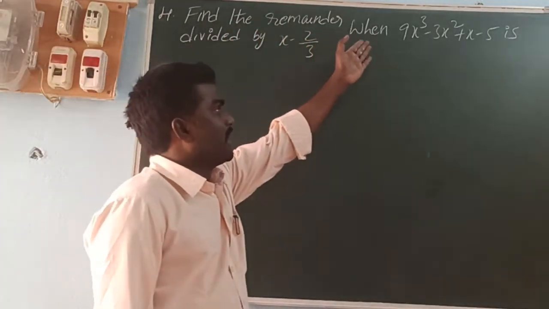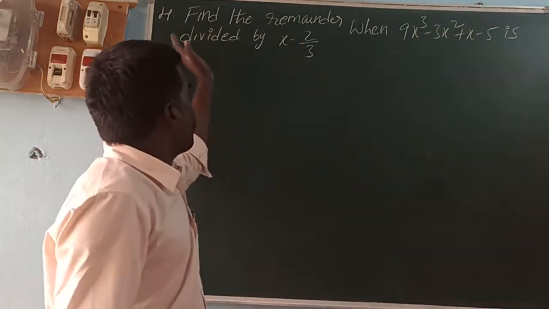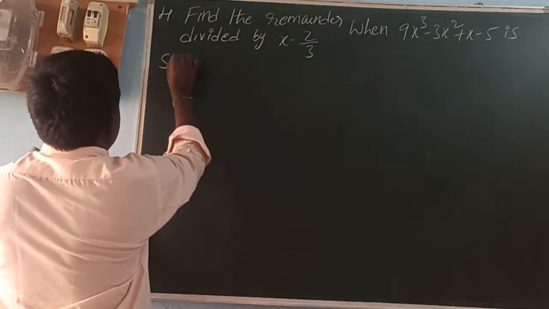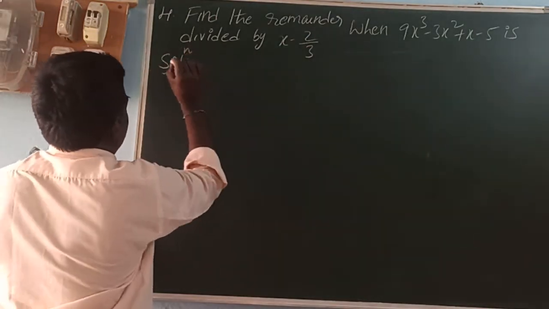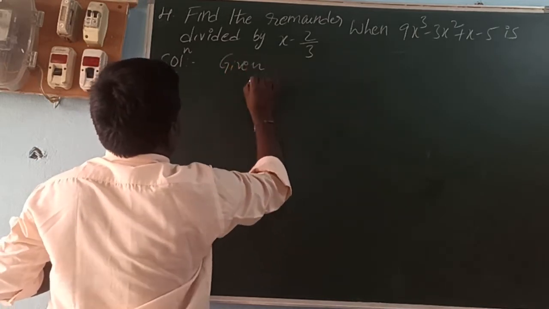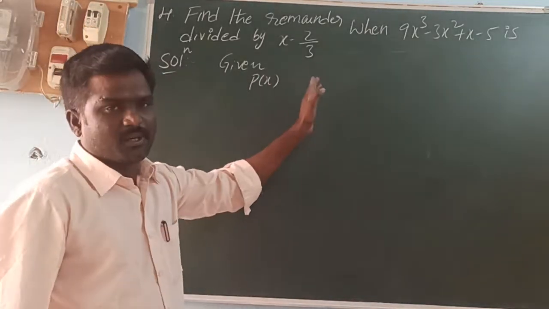Find the remainder when 9x cubed minus 3x squared plus x minus 5 is divided by x minus 2 by 3. So how can we do that? By using the remainder theorem. Given the polynomial p of x, p of x means a polynomial with variable x.